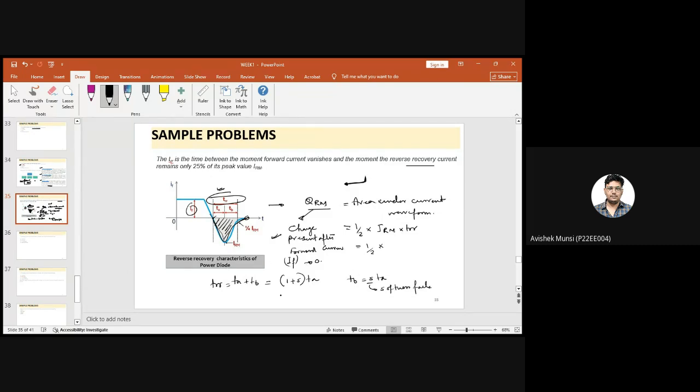So this is the softness factor, and if you write it, then IRM, the reverse recovery current, will be di/dt into ta, which is di/dt trr into 1 plus s. So if we replace it with IRM here, then it is di/dt trr square by 1 plus s. This is the formula you can derive for the reverse recovery charge, and this is the reverse recovery current.